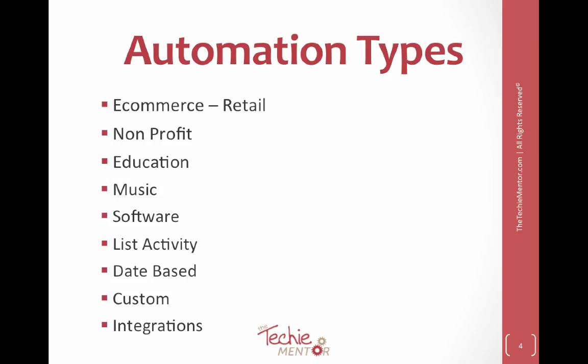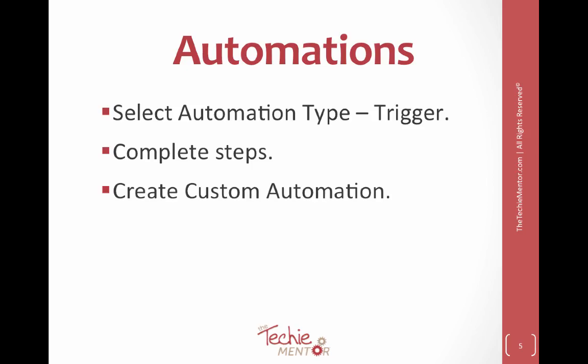So here are the different types of automations, and as I mentioned, these will obviously change and grow over time. If you're watching this and you're looking at your screen and they're different, it's because MailChimp, like all technology, has changed. E-commerce or retail gives you the availability to complete a purchase. Then there's nonprofit, education, music, software, list activity, which has to do with your email marketing list, date-based customs, and then specific integrations. So what I want to do is show you how to go in and create an automation.